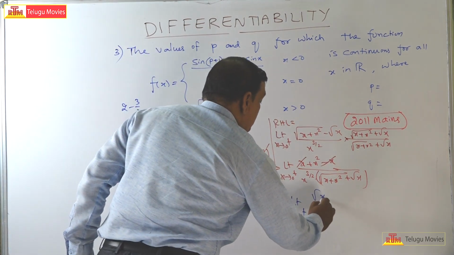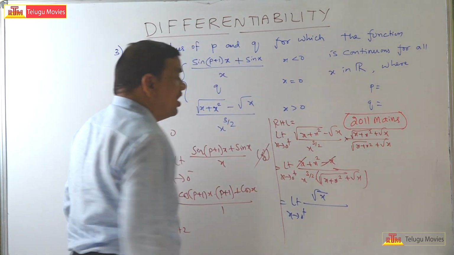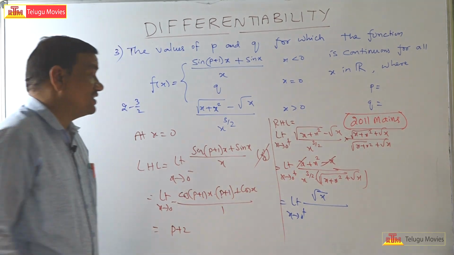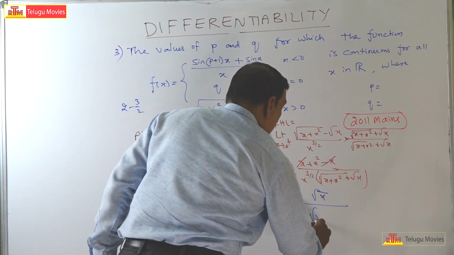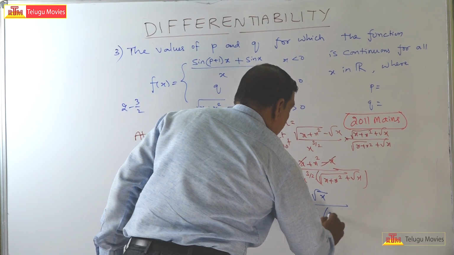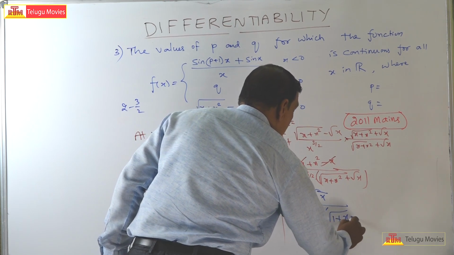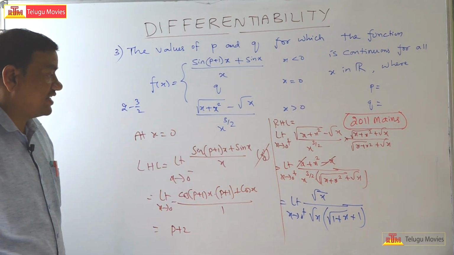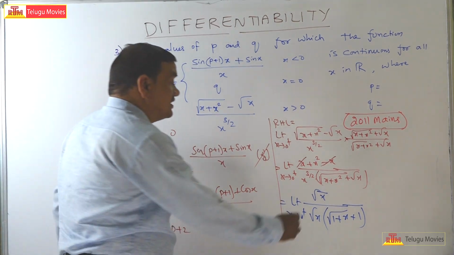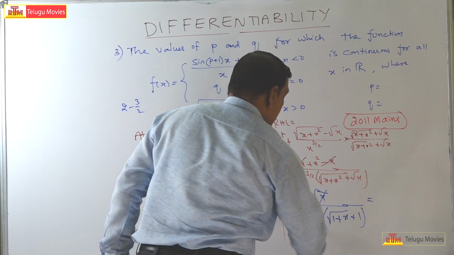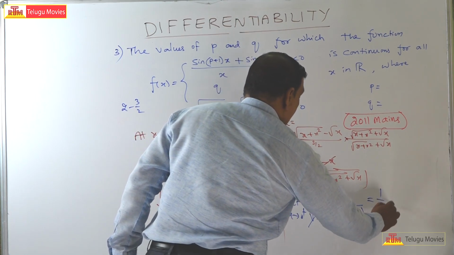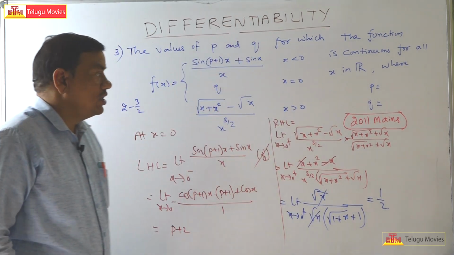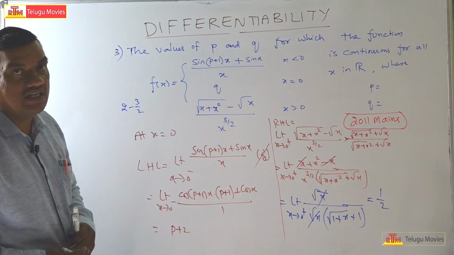That means root x upon the denominator. In the denominator also you can take root x common outside. If you take root x common outside, it will be written as root of (1 plus x) plus 1. So, you can check it. You can cancel root x and root x. So, x tends to 0, substitute here, we get 1 by 2. Now, the left hand side derivative and right hand side derivative are both found.